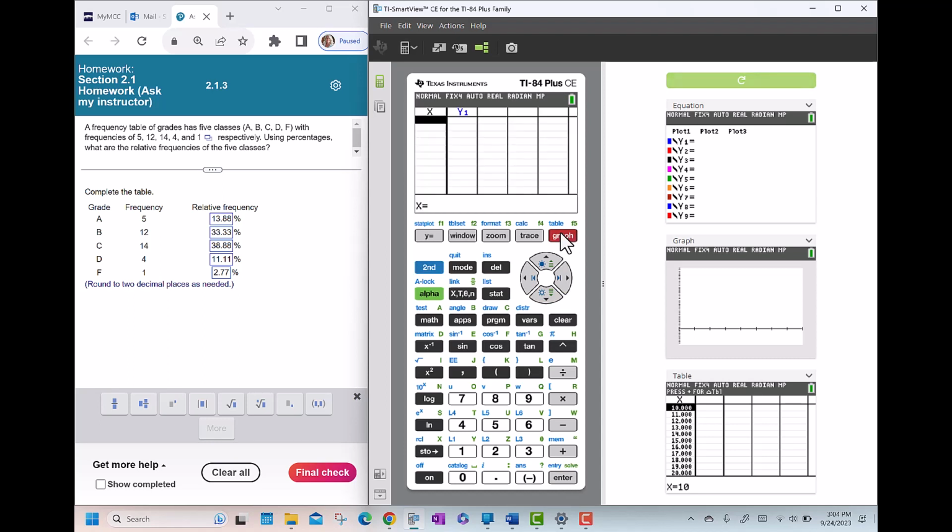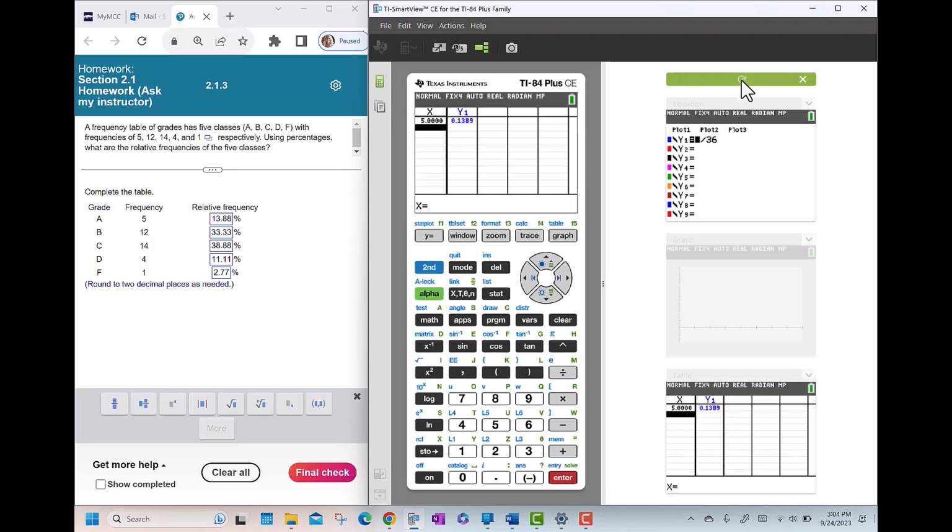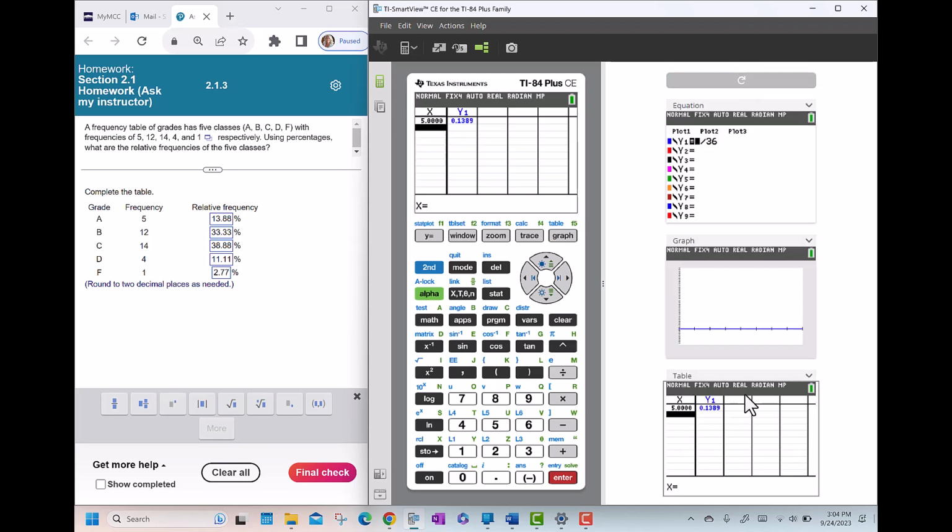All right, so now I can ask it to find me 5 divided by 36. And there it is. Let me leave this so you can see it right here in the table. Then I'll do the rest of them: 12, 14, 4, and 1. So here I have the relative frequencies in decimal form.